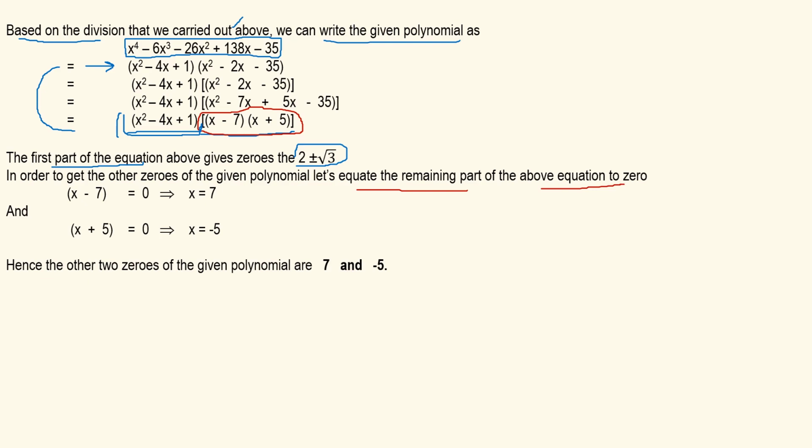So we shall have to equate x minus 7 equal to 0 and x plus 5 equal to 0. And when we do this, we get x is equal to 7 or x is equal to minus 5. Hence we can say that the other two zeros of the given polynomial are 7 and minus 5.